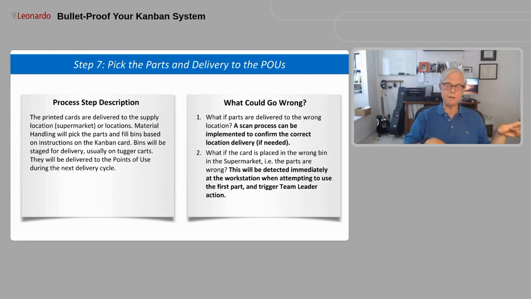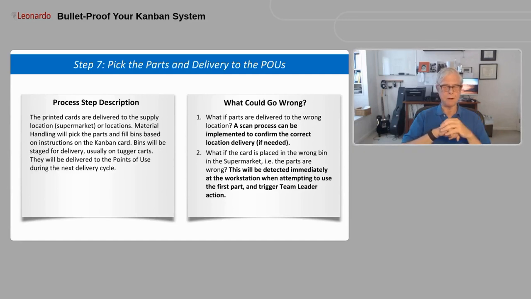You may have one area for certain kinds of material, maybe a hardware replenishment area. Any kind of hardware item gets refilled in this area, or larger parts or electronic components, et cetera, are refilled from another area. That's perfectly possible. And what will happen is material handling is going to pick the parts and then fill the bins based on instructions on the Kanban card.